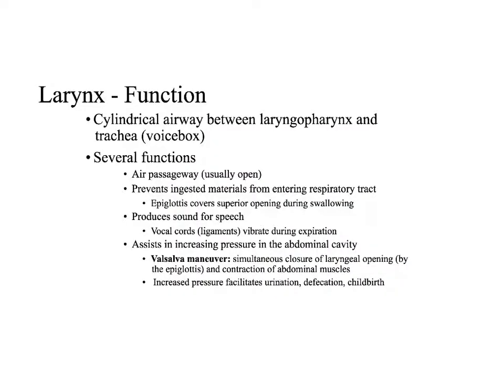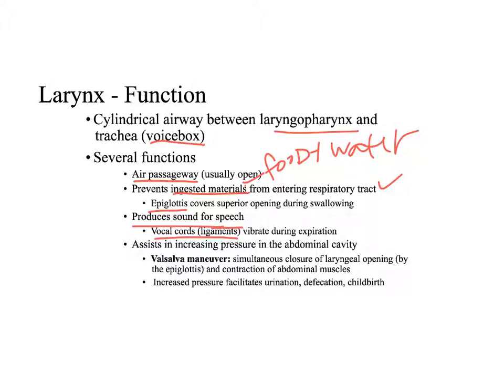Okay, so the larynx, it's the voice box. It's between the laryngopharynx and the trachea. It's an air passageway, so normally it's open. And what it's going to do is prevent food, or ingested materials, so food and water, from entering the respiratory tract. We don't want to get it in our lungs. It's got this part called the epiglottis, and when we swallow, the epiglottis is going to close off the trachea. The larynx is also responsible for sound, so the vocal cords are part of it.